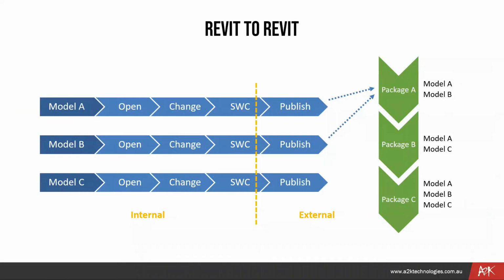Now, coming back to this process of how a design team works and how we use BIM 360 to distribute files to other team members, if we think about ourselves as a particular design team who is working on a number of models. So here we've got models A, B, and C. Our models are typically opened, we make changes, and we synchronize any changes with the central model, which in this case will be stored on BIM 360.